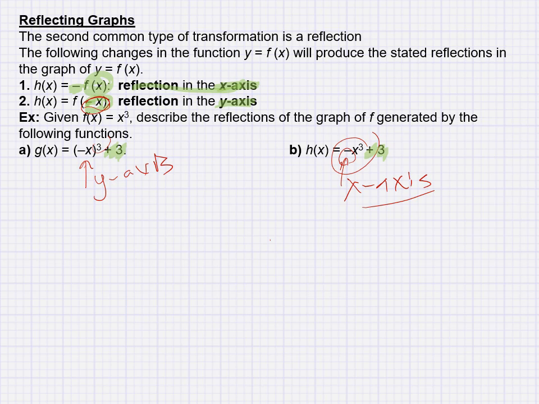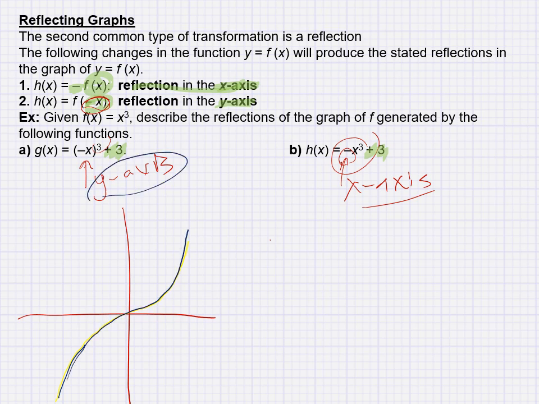And I have a simple way to remember it. Flip first, move second. Okay? Flip first, move second. That should be the order in which you do these two types of transformations. So I want to take my basic cube graph here, and let's do a little bit different color, and I want to flip it in the y-axis and move it up 3 units. And I'm going to do the reflection first, then the movement second.